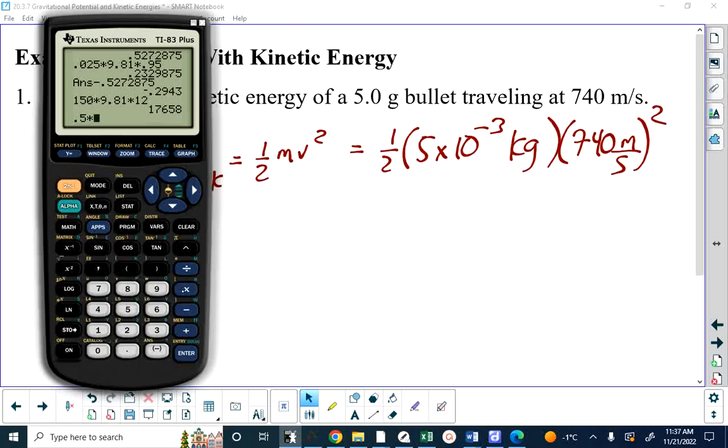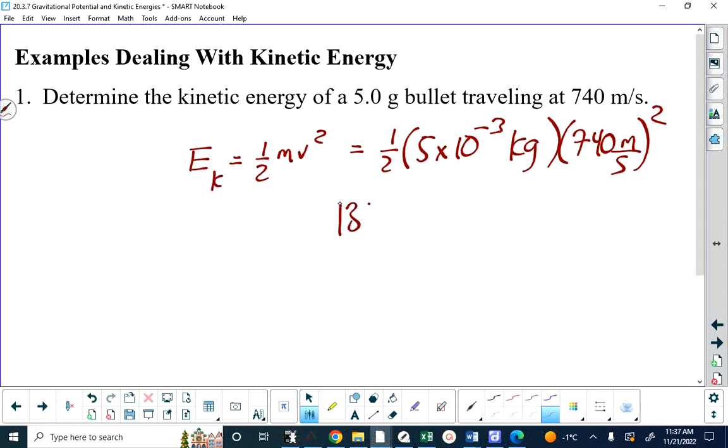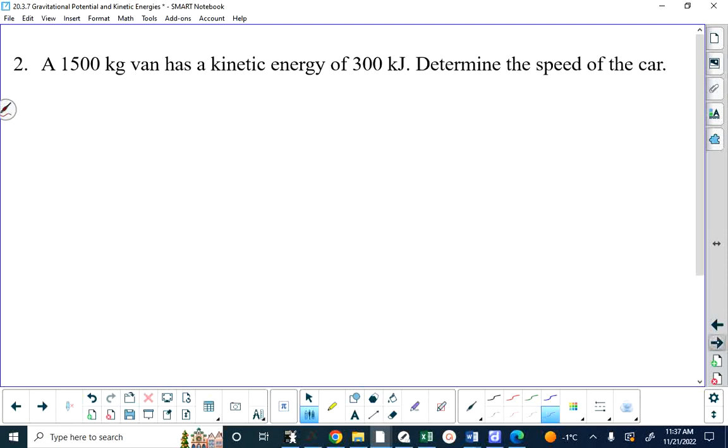And I just prefer to enter 0.5 for a half. And I get 1369 joules. Number 2, a 1,500 kilogram van has 300,000 joules of kinetic energy. What's the speed?